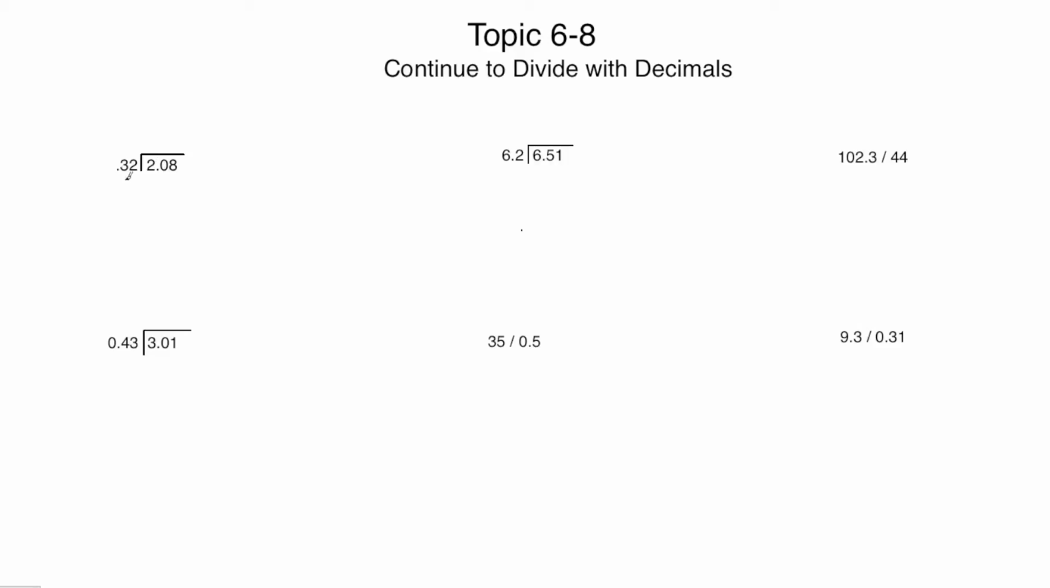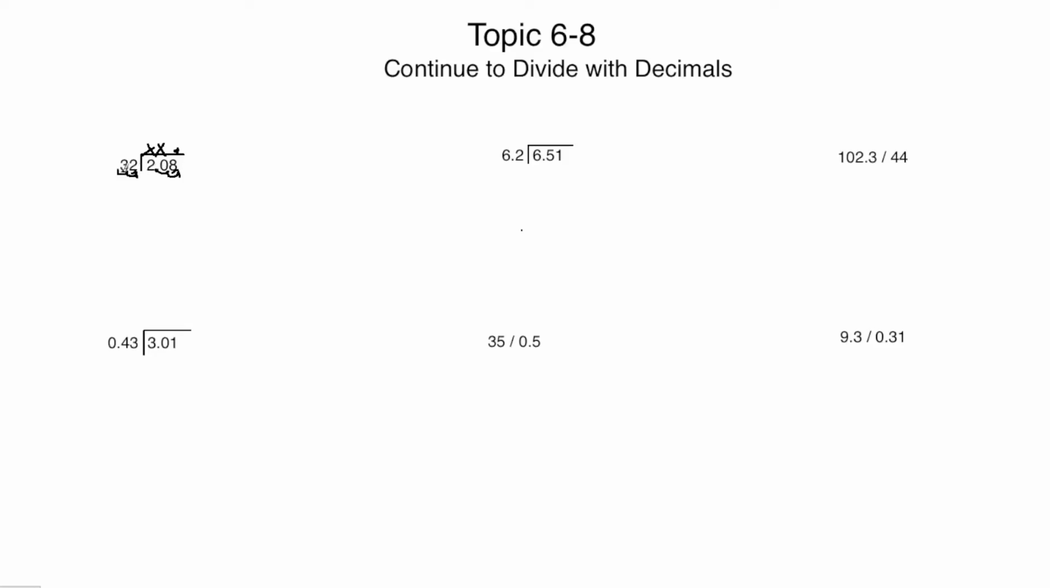Okay, rule number 1, absolutely no decimal in the divisor. Step 2, if there is, which there is, make it a whole number. Step 3, what you do to the outside, you do to the inside. Bring the decimal up. Can 32 go into 2? Nope. Can 32 go into 20? No. Can 32 go into 208?